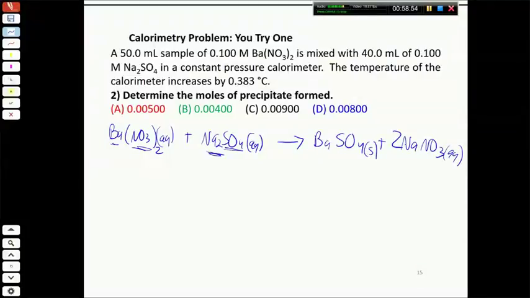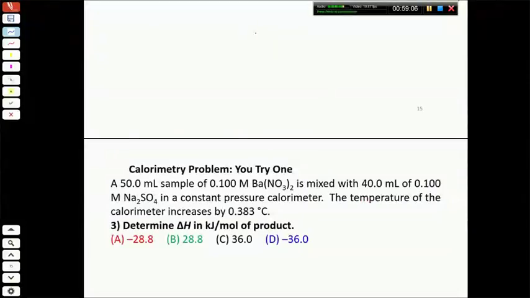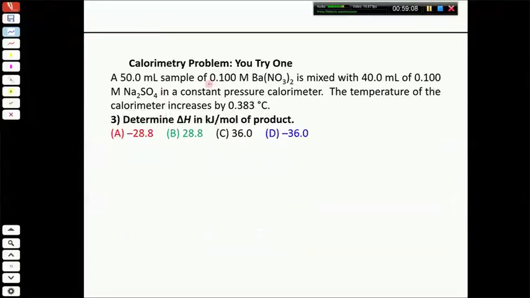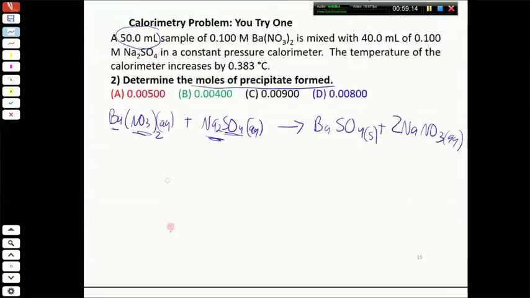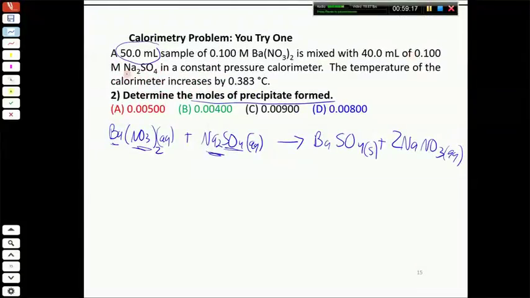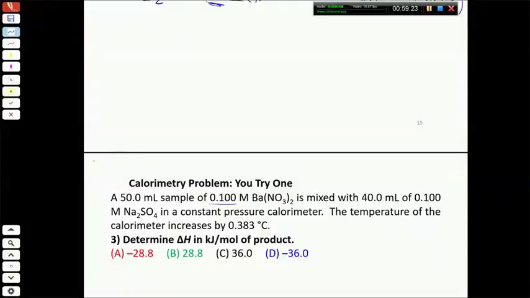We want to know how many moles of precipitate are formed. This is totally a review from Chapter 6. We don't even have to think about calorimetry for this one. But again we have amounts for two reactants: 50 milliliters of 0.1 molar barium nitrate, and then 40 milliliters of 0.1 molar sodium sulfate. So we have amounts for both of our reactants, and we need to find out the limiting reactant.